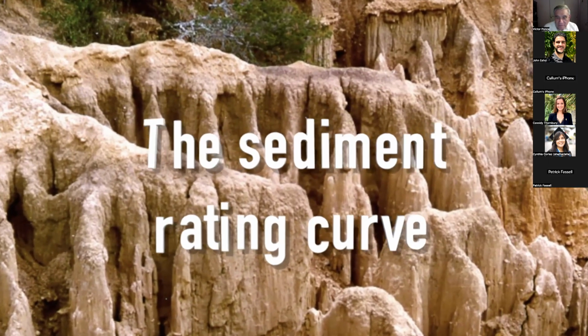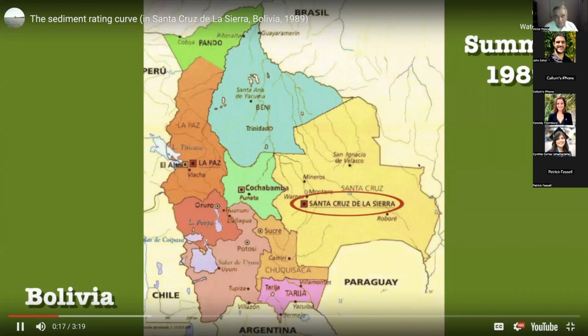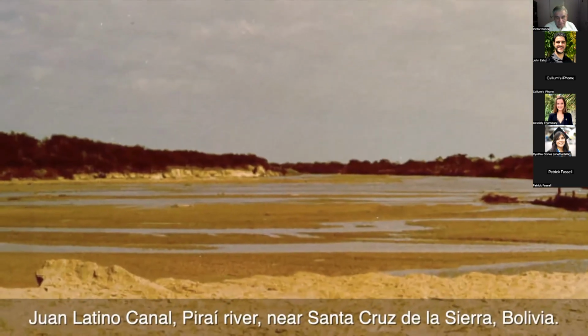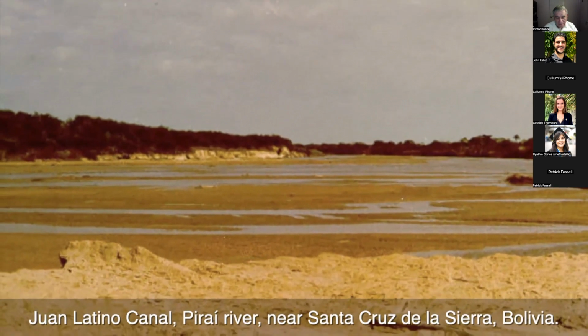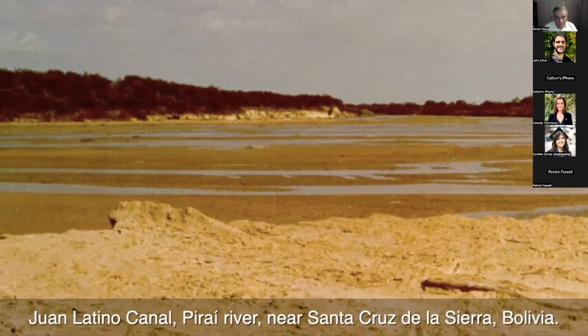In the summer of 1989, I went to Santa Cruz de la Sierra in Santa Cruz, Bolivia, on a consulting assignment in relation to the flood control scheme for the Piraí River Basin. My assignment was to do the sediment routing, that is, to establish the rates of sand deposition on several critical reaches of the Piraí River.